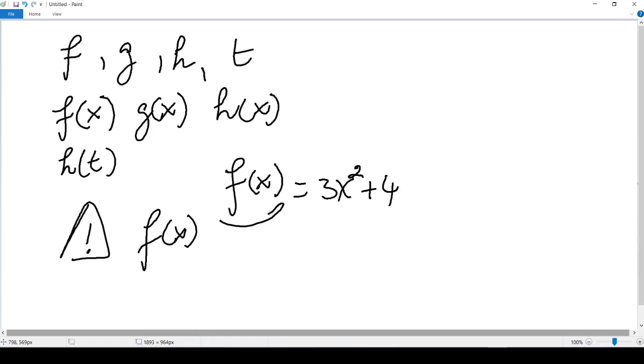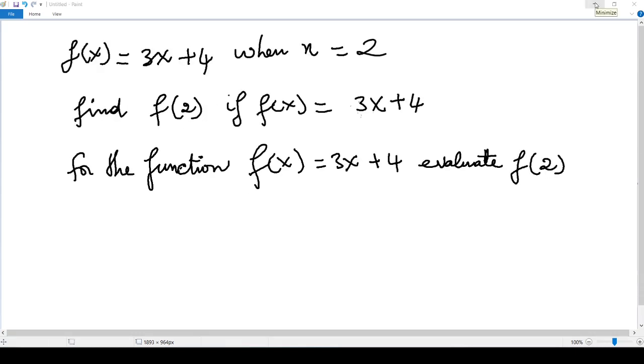Now that we know what functions are, we can evaluate them too. So for example, let's evaluate the function f of x equal 3x plus 4 when x equal to 2. So the same question can be formulated as find f of 2 if f of x is 3x plus 4. Or another way of saying it is, for the function f of x is 3x plus 4, evaluate f of 2.